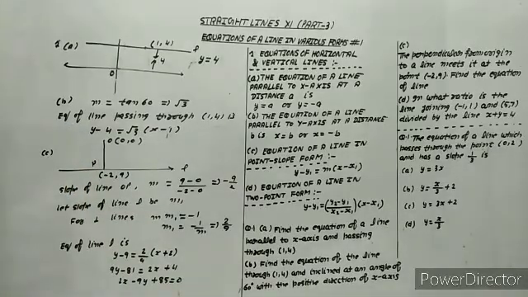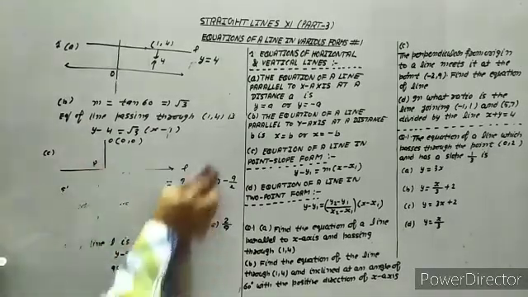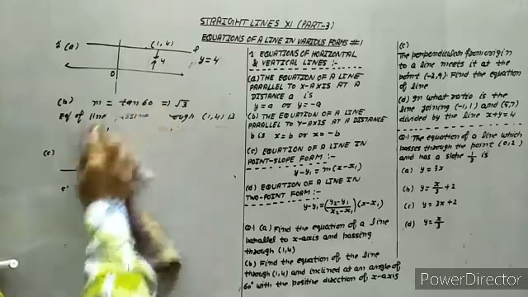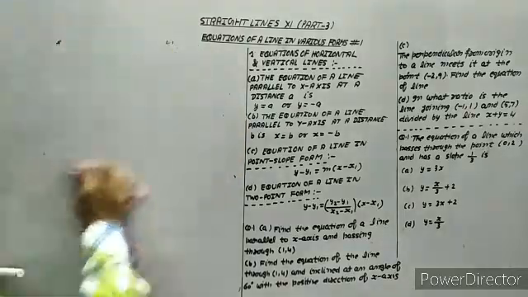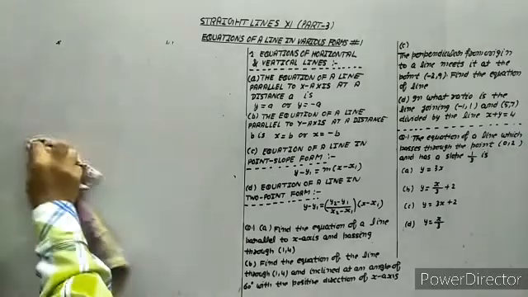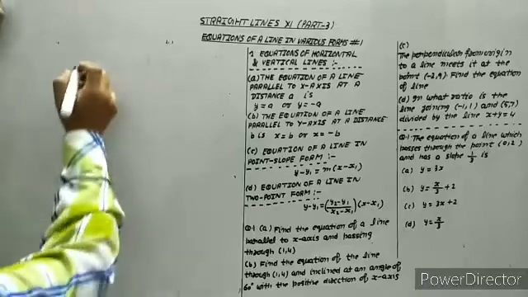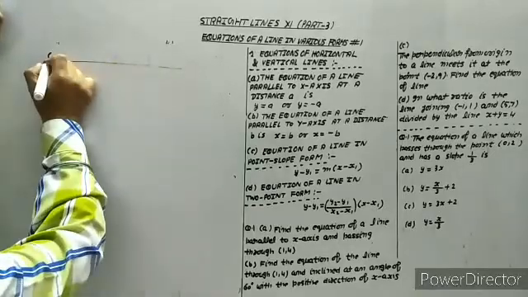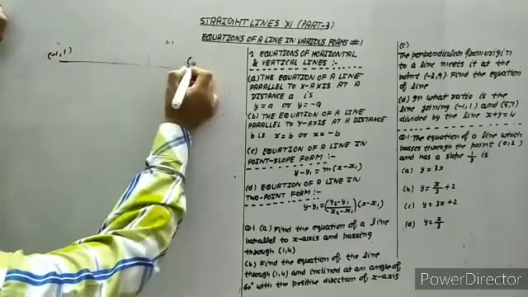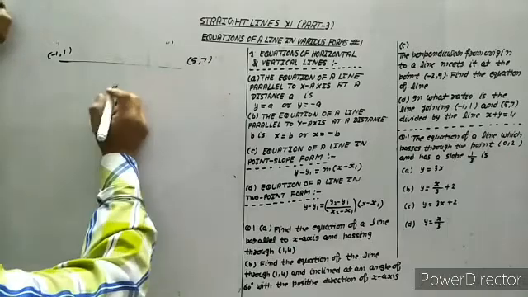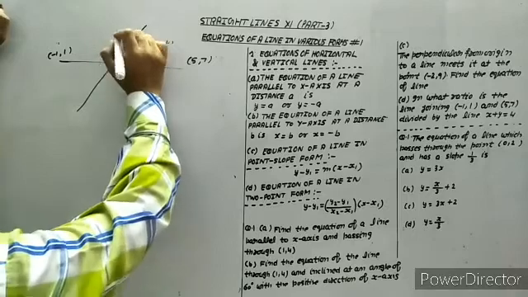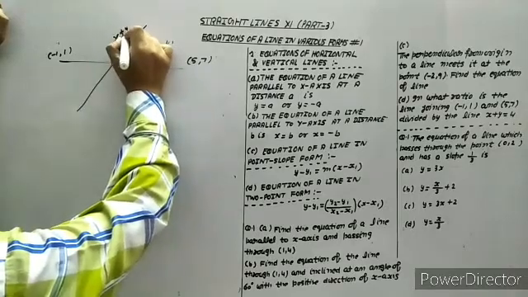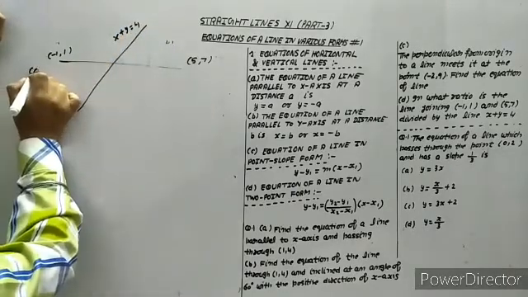Now let's start with the D part. In this D part, we have to find in what ratio the line joining (-1, 1) and (5, 7) is divided by the line x plus y = 4. First of all, this is (-1, 1) and (5, 7). Now we have to find in which ratio this line is divided by this line x plus y = 4. This is the D part.